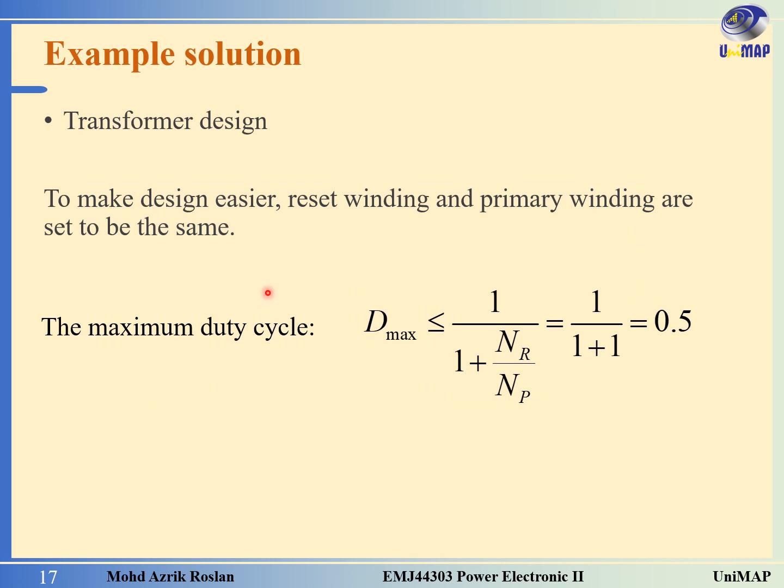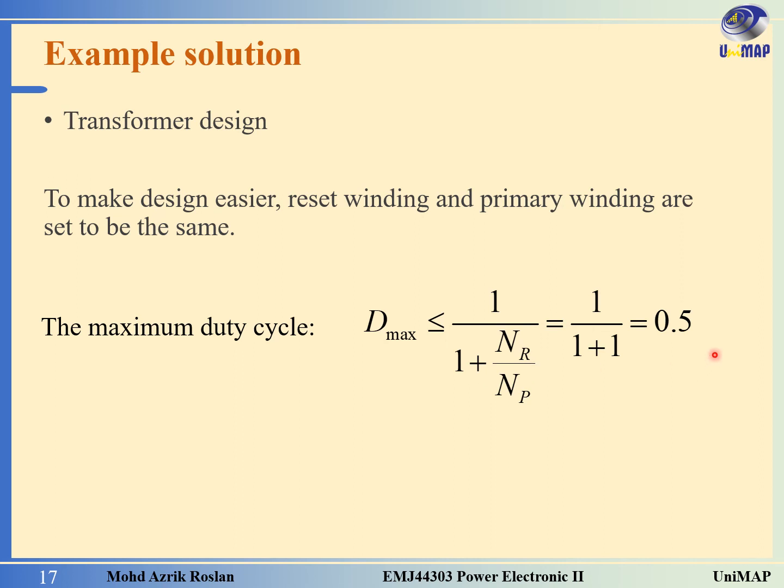For the first step, we go for the transformer design. Usually to make the design easier, we can assume that the reset winding and the primary winding are the same. By having the reset winding and the primary winding the same, we can have the maximum duty cycle Dmax equal to 1 divided by 1 plus NR over NP. When NR and NP are the same, the value will be 1 divided by 1 plus 1, so 1 divided by 2 is 0.5.